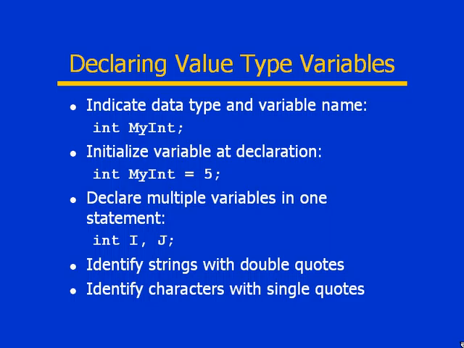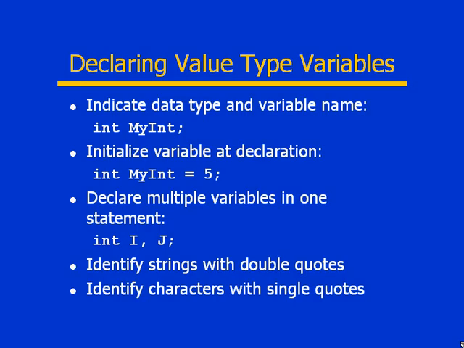Now, to actually declare the variables, we generally use a format where we define the data type and the variable name, as in this example, int myInt. So we're specifying that the variable is of an integer data type. The name of the variable is myInt.